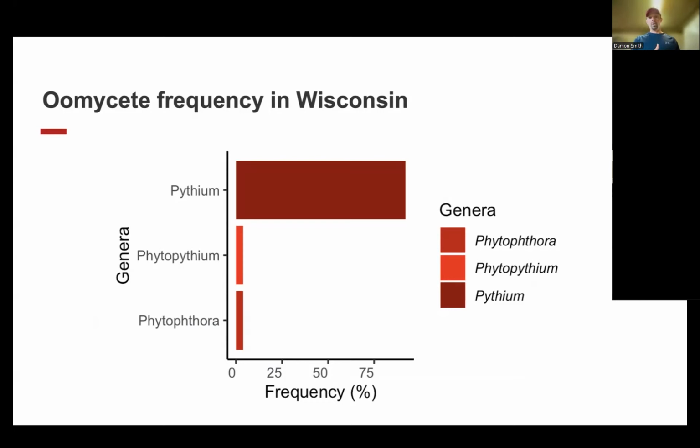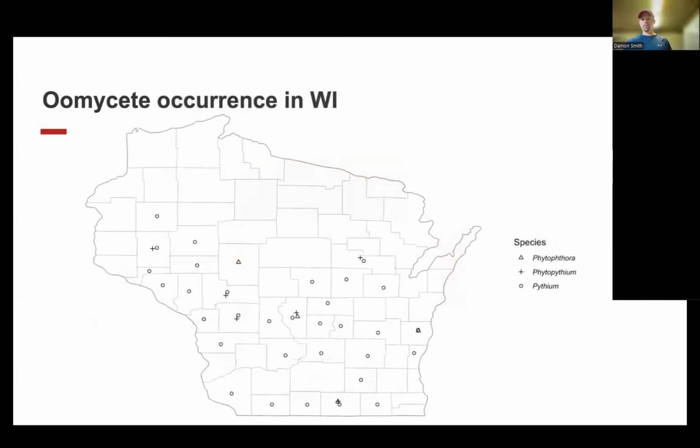And so where we have soybeans in rotation with corn, we expect that some of that is contributing to the high level of Pythium that we actually get here in the state. And you can see the distribution. Triangles are Phytophthora, the pluses are the Phytopythium, and then the circles are Pythium. And obviously you can see Pythium across much of the arable acreage that we have here in Wisconsin, where we grow a lot of soybeans and also corn.